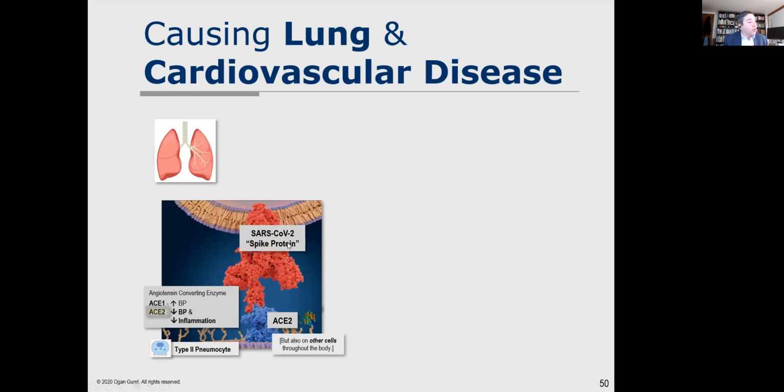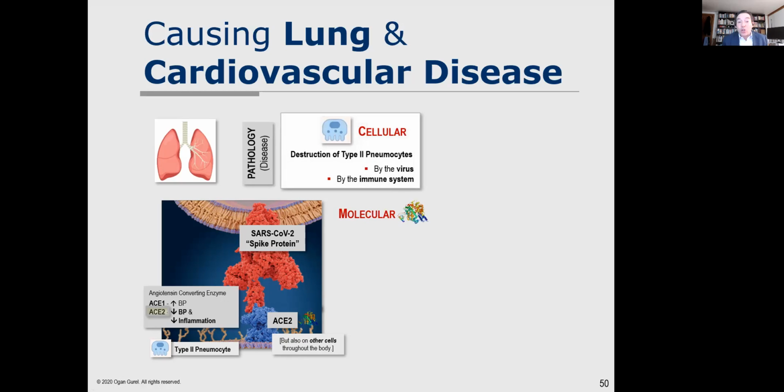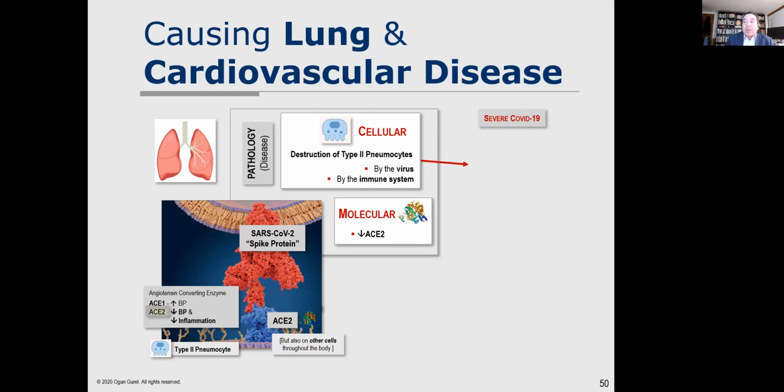And the SARS-CoV-2 spike protein binds to that target. That spike protein I told you is on the surface of the virus will bind to that, and that causes pathology or disease, and two types of pathology. Cellular pathology: it actually destroys those cells, as I said, makes it harder for the lung to breathe. So the destruction can happen by the virus or by the immune inflammatory response. And also by reducing the ACE2 levels, remember ACE2 decreases blood pressure, you start to mess up the whole cardiovascular system.